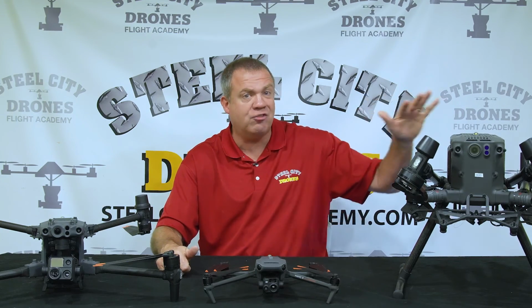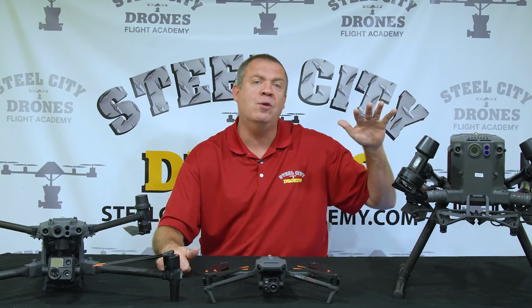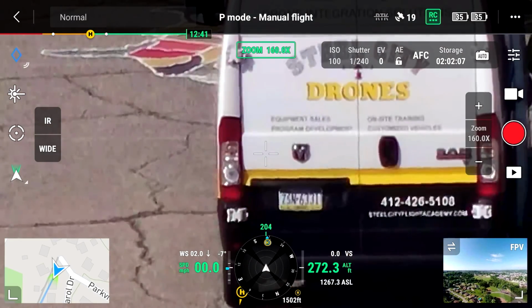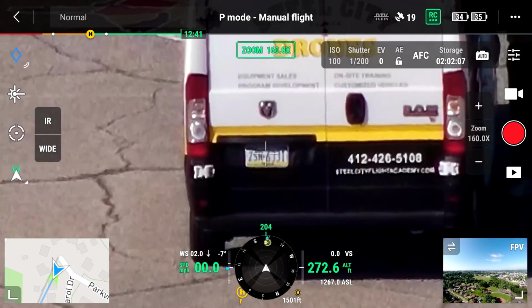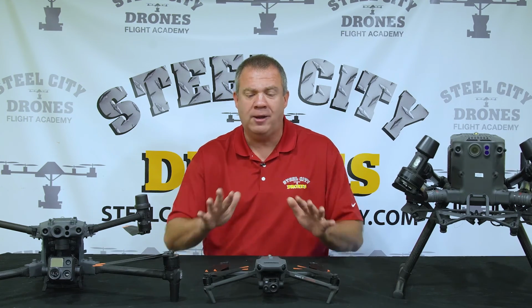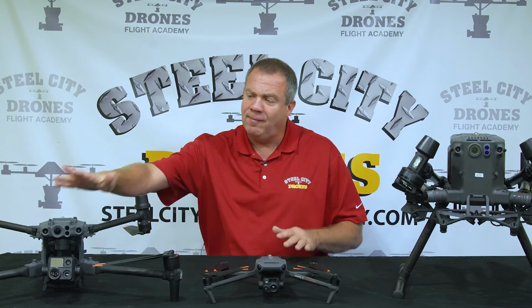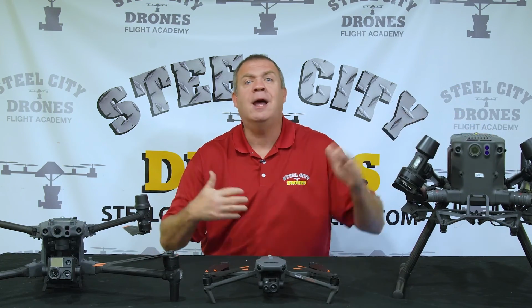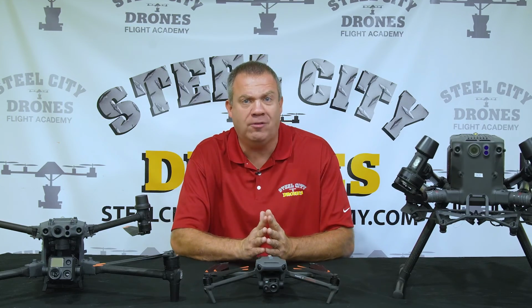So speaking of the Matrice 300, when we're using an H20 or an H20T camera, we can read a license plate from 1,500 feet away. So as you can see, there's a great difference between the three: 350 feet away, 900 feet away, and 1,500 feet away. Now let's move on to the inspection part of this test.